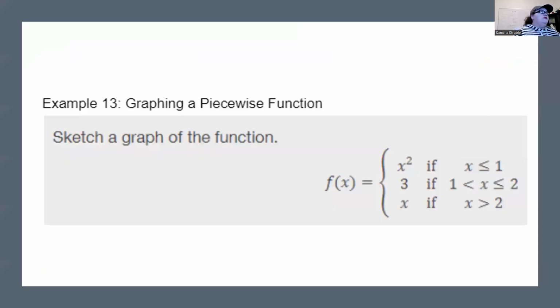Okay, good. We're going to graph another one. This one will be a much better draw. It says graphing a piecewise function, sketch a graph of the function. So we need a parabola, an x squared, it's quadratic, for x less than or equal to 1. Then we're going to have to draw a line, y equals 3, between 1 not including and 2 including. And then we're going to have to draw another line, y equals x, for x greater than 2.